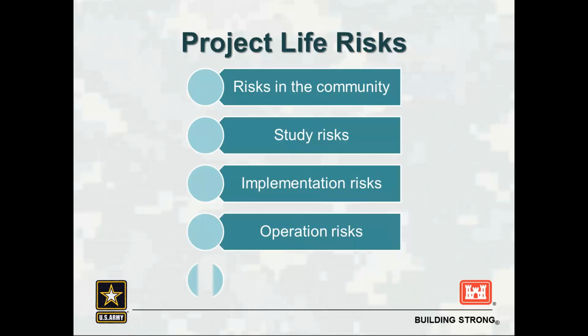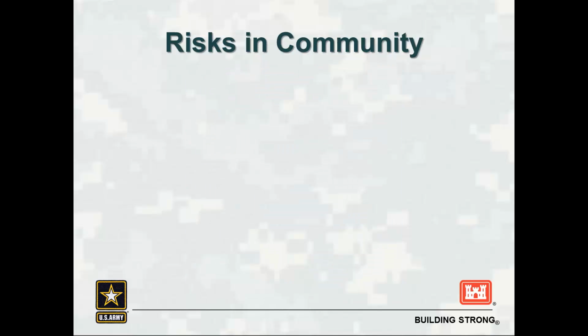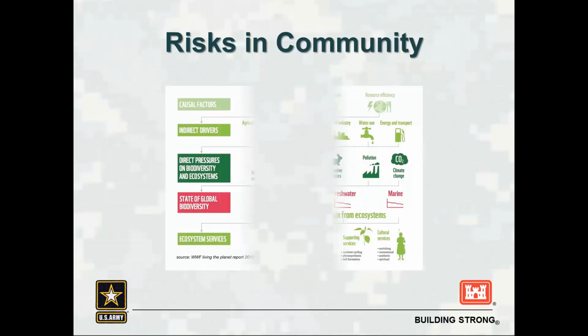Now let's talk a little bit about the types of risks that can occur over a project's lifetime. We haven't exactly settled on what the best language is, but here's how we're going to differentiate them here. There are different ways that we slice and dice this language. So we're going to say there are risks in the community, there are study risks, implementation risks, operation risks, and outcome risks. And we are going to unpack each of these briefly, beginning with risks in the community.